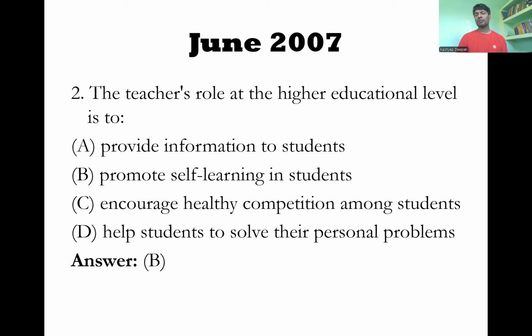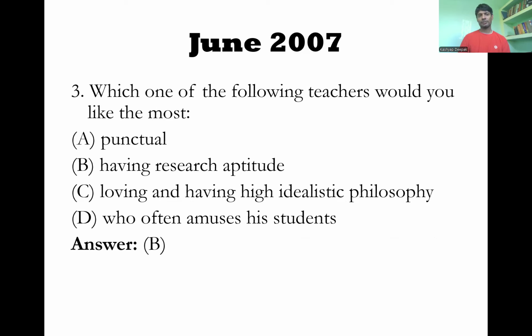So provide information that is not. Encourage, C option, healthy competition among students. It could be help student to solve their personal problem. No. So B and C are something we can confuse in between, but the most appropriate is answer B.